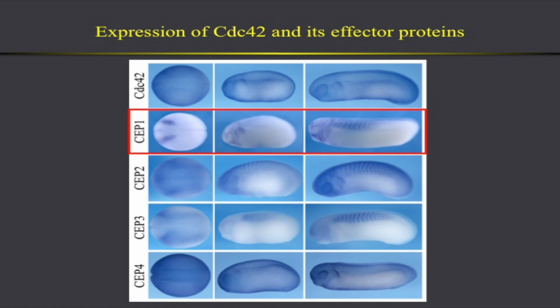Among them, CEP1 is highly expressed in neural crest cells. At early stages, it's expressed in the pre-migratory neural crest cells at the borders of the neural plate. Later, it is also expressed in the migrating neural crest cells as they populate the branchial arches. And at later stages, it also shows up in the somite.